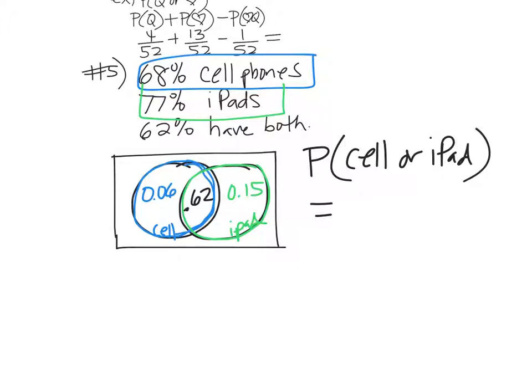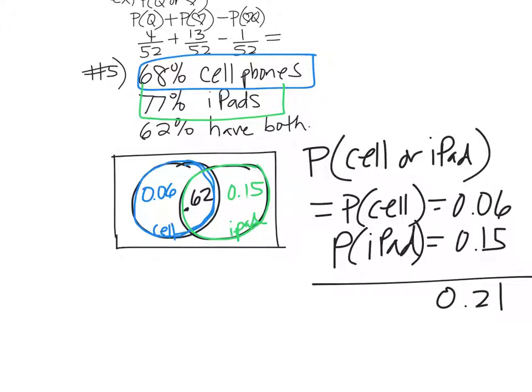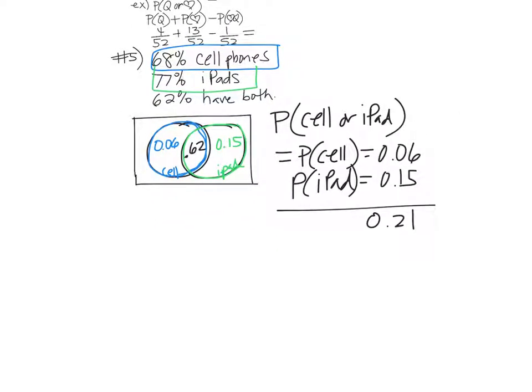Okay. So, we can do this. Now, there's actually a few ways. Now that you have the Venn diagram, what's the probability of having just a cell phone? Yeah, 6%. What's the probability of having just an iPad? 15%. So the probability of having one or the other is 0.21. No, that's wrong though, because you have to also include the people who have both. That's actually the answer to the second question. Cell phone or an iPad, or both.